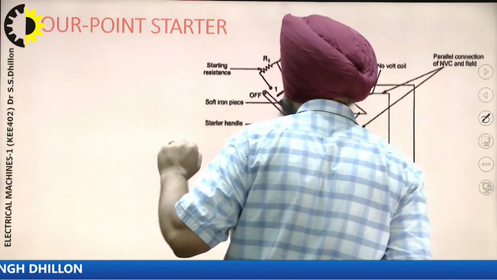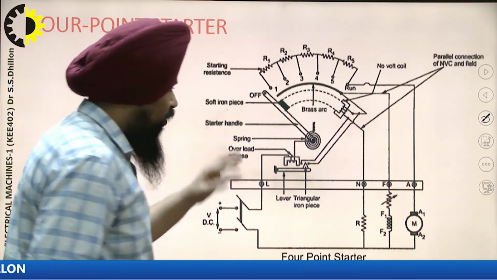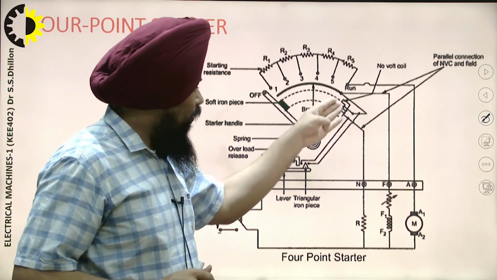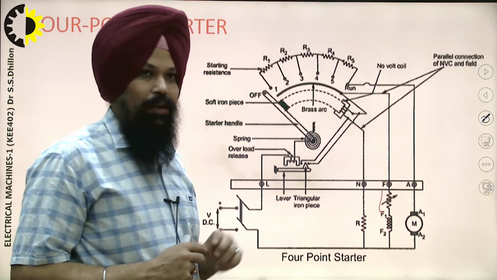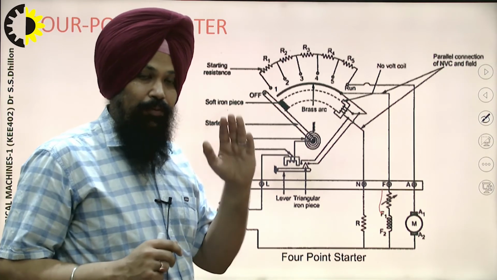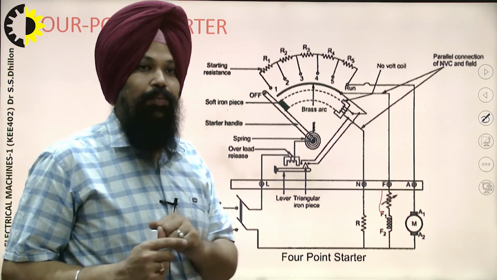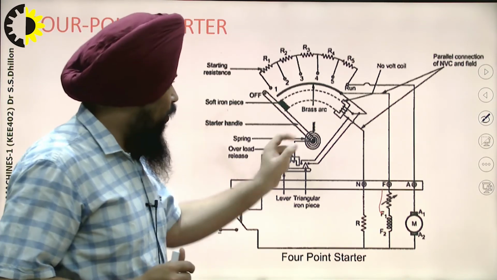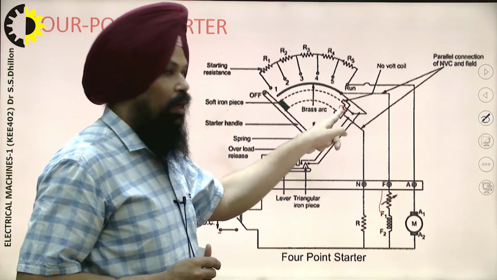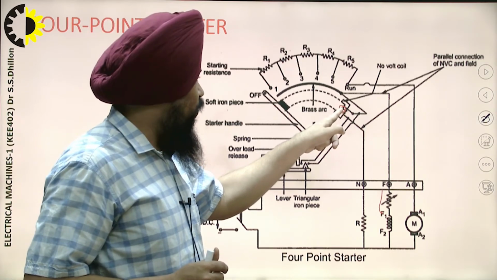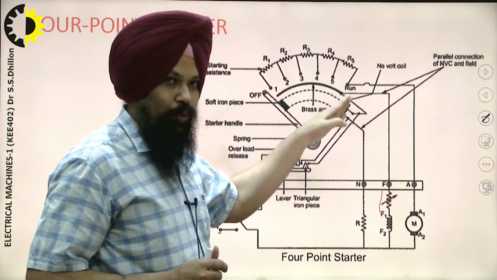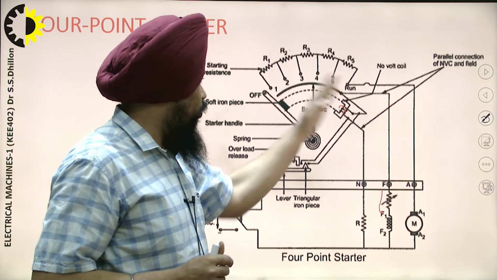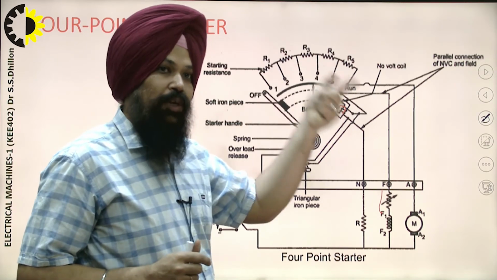Next, come to the 4-point starter. As we know, in the previous case of the 3-point starter, the field circuit is connected in series with the no voltage release. That's why, when we approach a speed above the base speed, what will happen? Due to the decrement in the field current, there will be a decrement in the electromagnet coil current, and this electromagnet coil will not be able to hold the handle in the on position, and it is pushed back when we are approaching speed above the base speed.